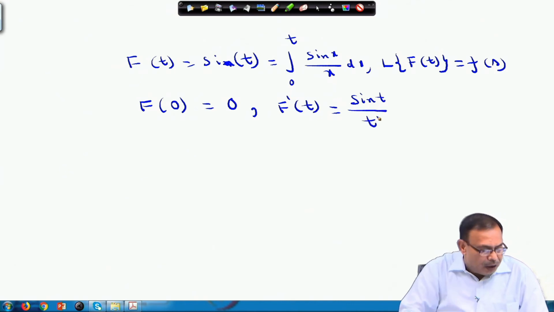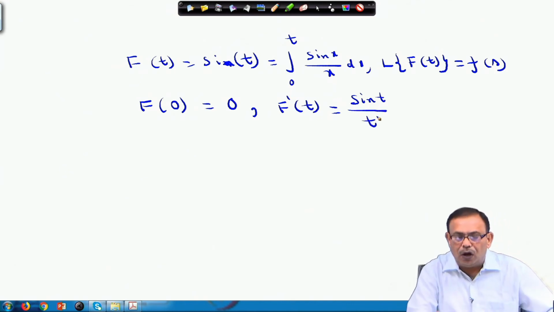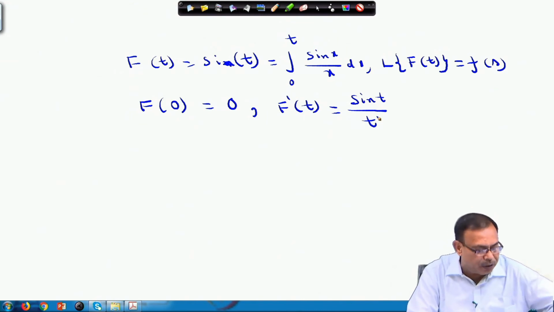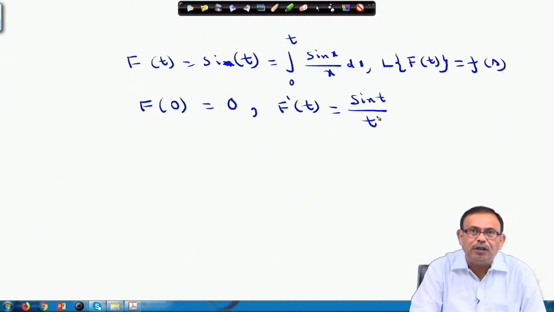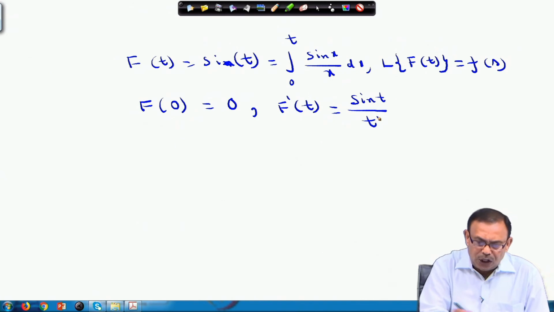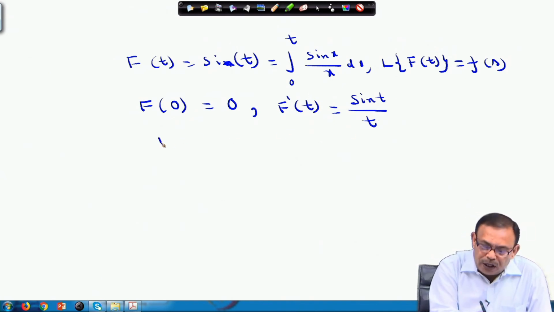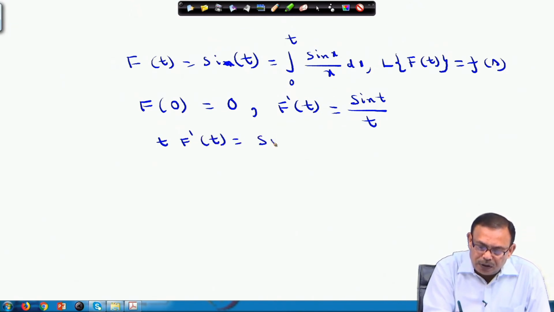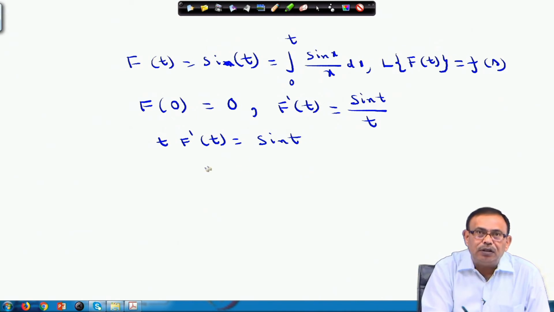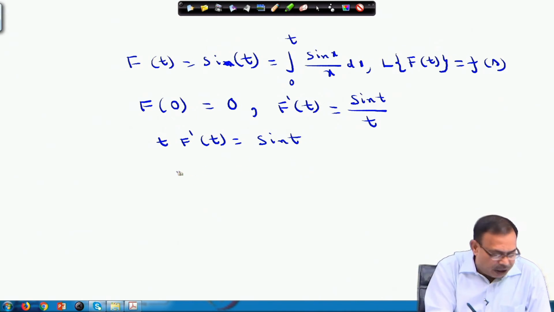Using the Leibniz integral rule, you can directly tell that your f'(t) is sin t by t. So, once I am getting f(0) and f'(t), from here you can write down t f'(t), this is nothing but your sin t. Once I am getting this, t f'(t) equals sin t.